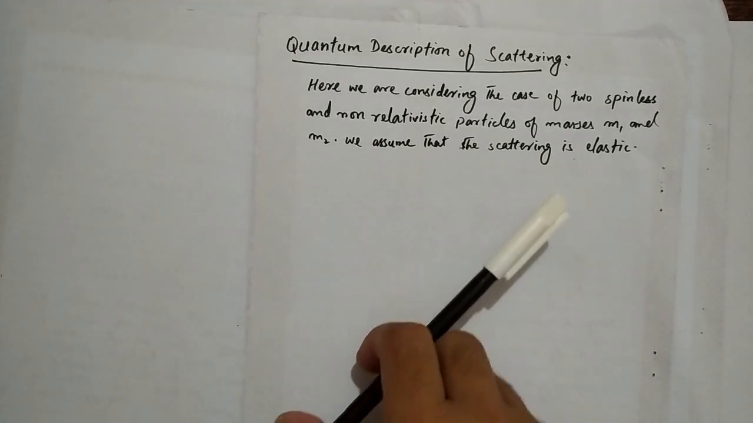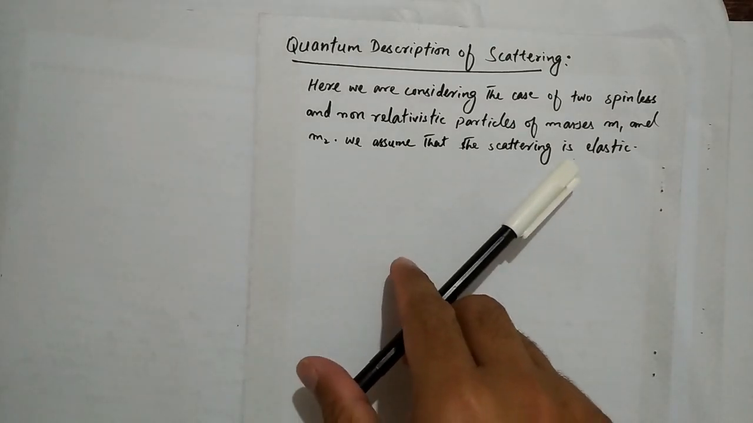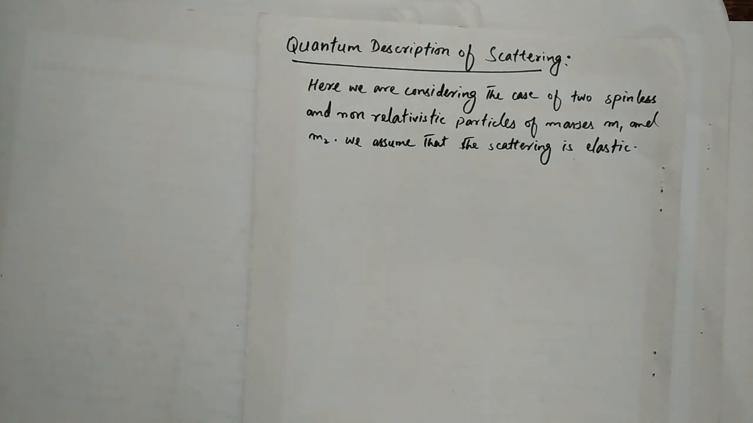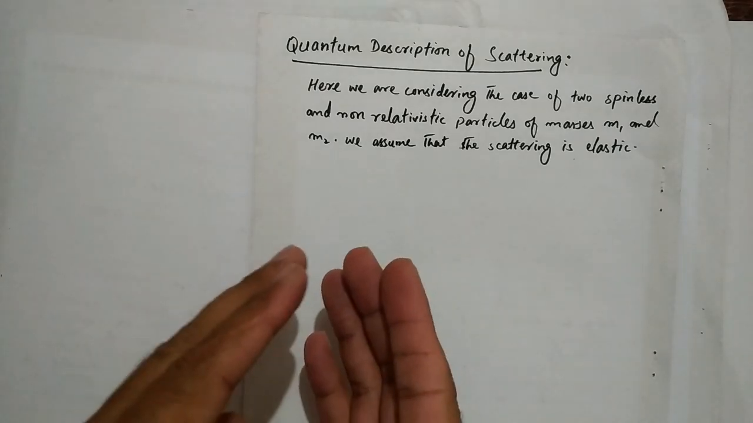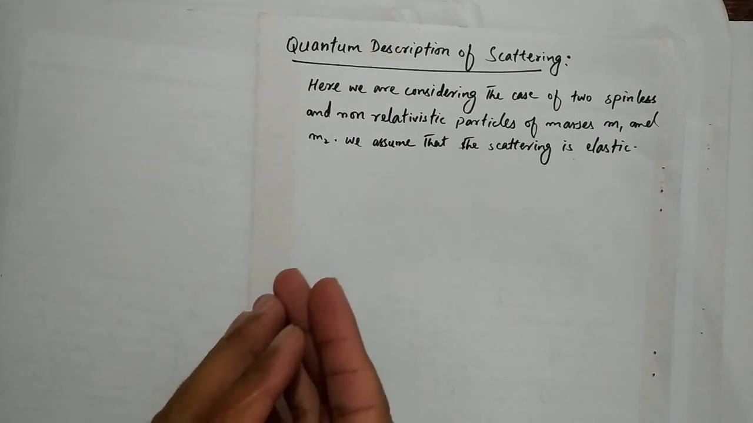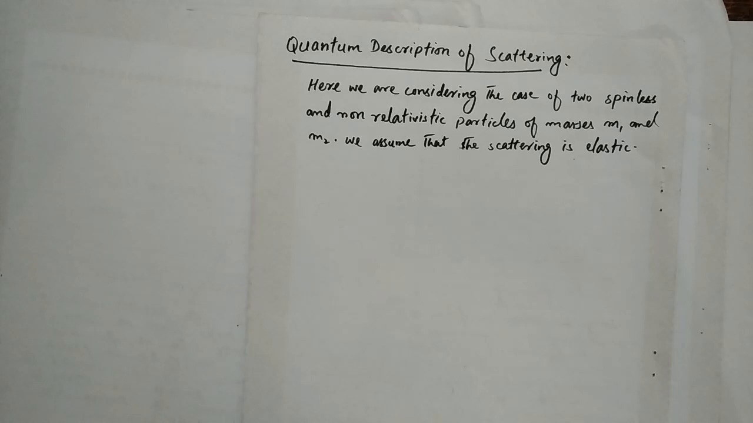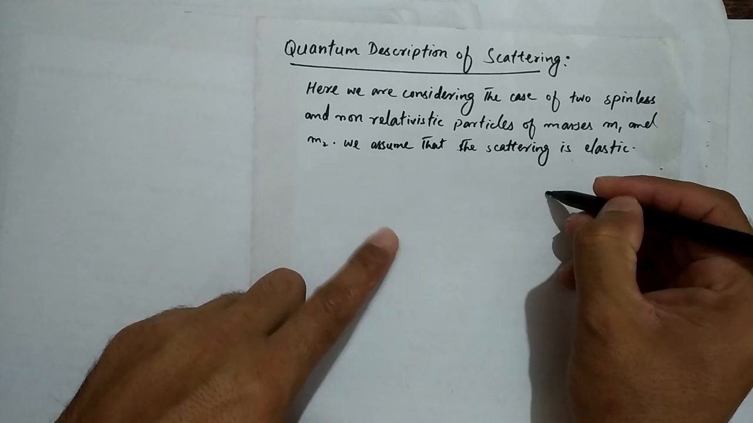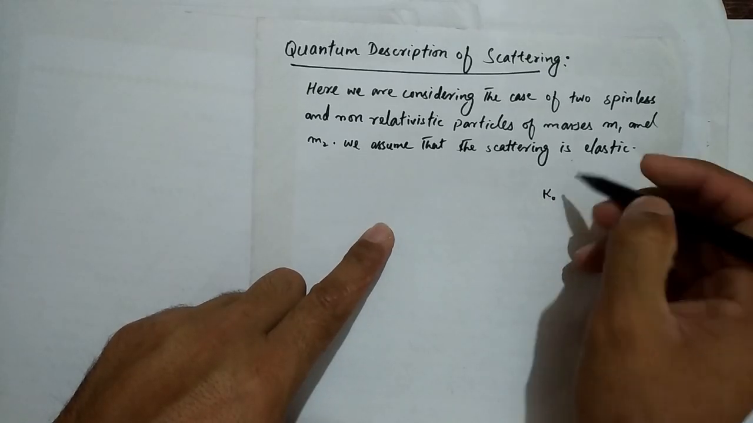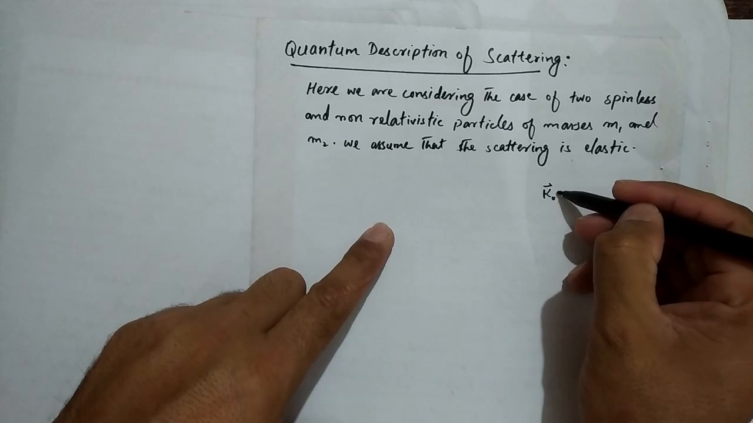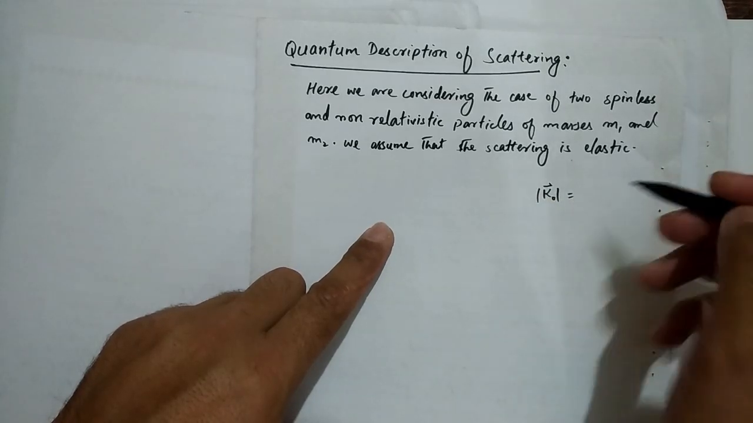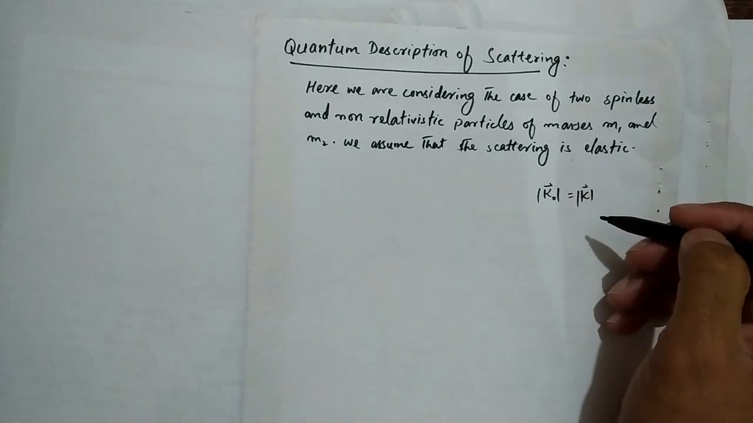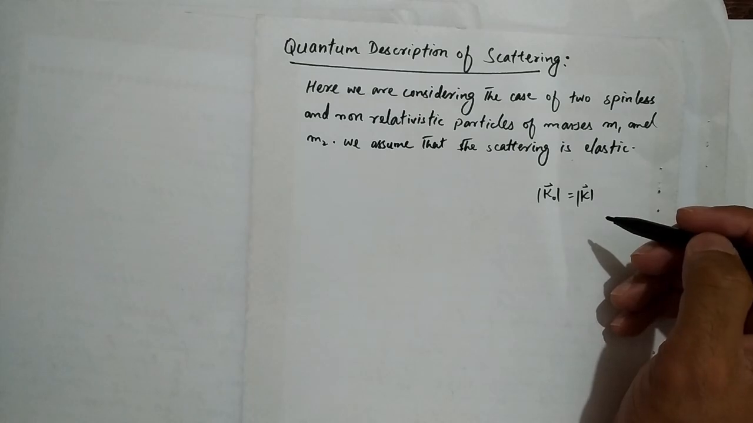Also we assume that the scattering is elastic scattering. That means, for example, that the wave vector of the particle before the scattering and after scattering is the same. For example, if before the scattering the wave vector of the incident particle was, let's suppose, k0, and after scattering the wave vector of the particle is, let's suppose, k, their magnitudes will be the same. So such a scattering is called elastic scattering.